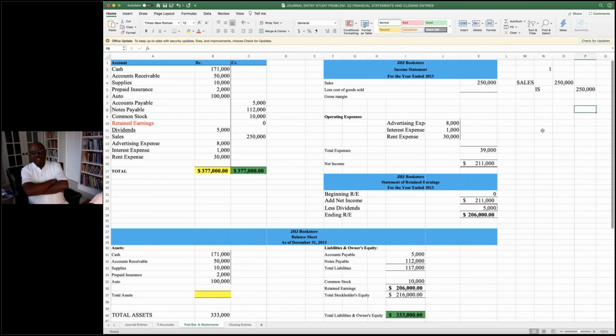What does I stand for? Income summary. Do I have to write it out? That's the income summary account. Now let's see if we can do closing entry 2. So now we're going to debit the expense account.